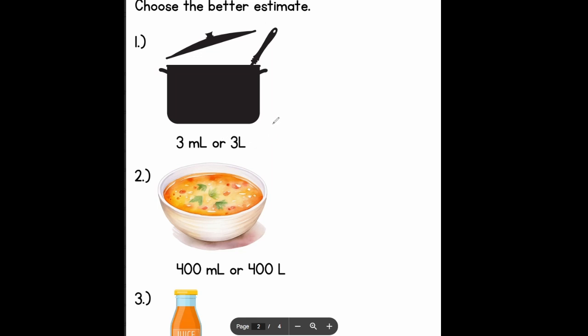Choose a better estimate. 3 milliliters or 3 liters. 3 milliliters is a very small amount. It's around 3 drops of water, so it's probably better to go with 3 liters, especially considering that you're cooking soup. 400 liters is way too much. It's like getting around 400 cups of water, I want to say. So it would obviously be milliliters here.